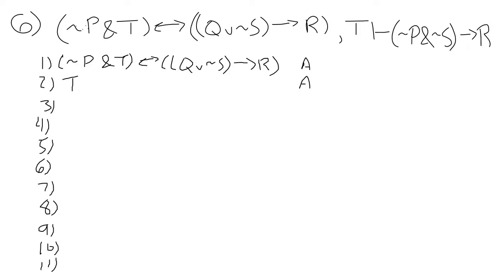So moving on to 6, the main operator in our conclusion is this arrow, so that tells us immediately that we are going to assume the antecedent and look to derive the consequent. So what can we do here? Well, we can break up our tilde p and tilde s if we want, and it looks like we're going to need to do it.